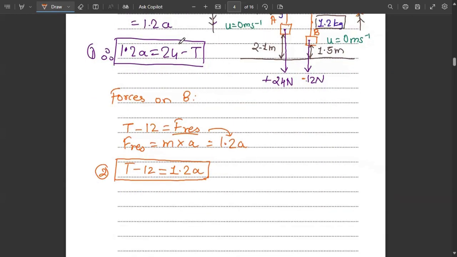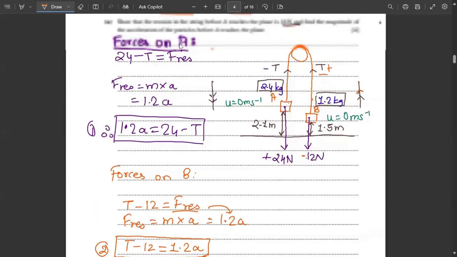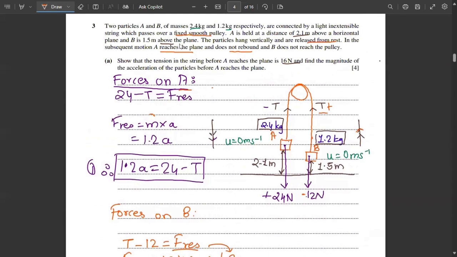I have two equations right here. One second, did I do some error? Yeah, in this A, for mass I have taken 1.2, but the mass of A is 2.4. So this was a silly error.